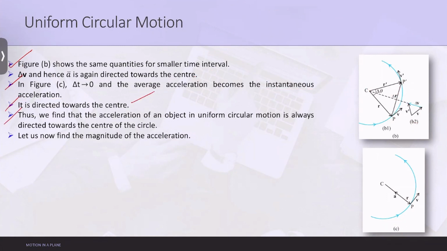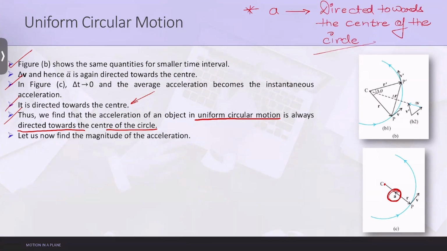Okay, so again it is directed towards the center. As you can see, this acceleration is directed towards the center. Thus we find that the acceleration of an object in uniform circular motion is always directed towards the center of the circle. So this can be explained quite clearly. This is the summary we obtained: the acceleration of an object in uniform circular motion is always directed towards the center of the circle. Okay, fine. That being said, let us now find the magnitude of acceleration.